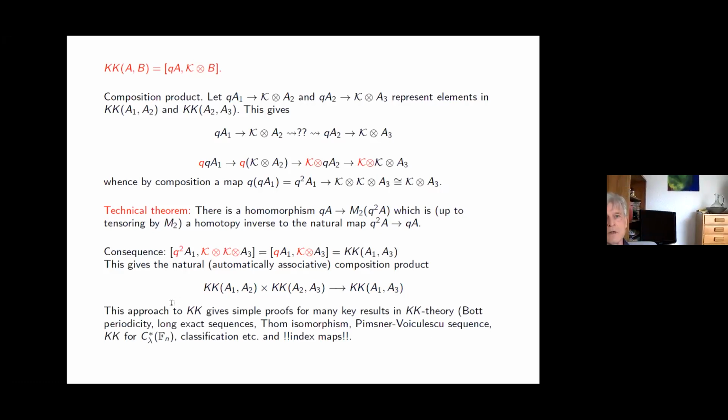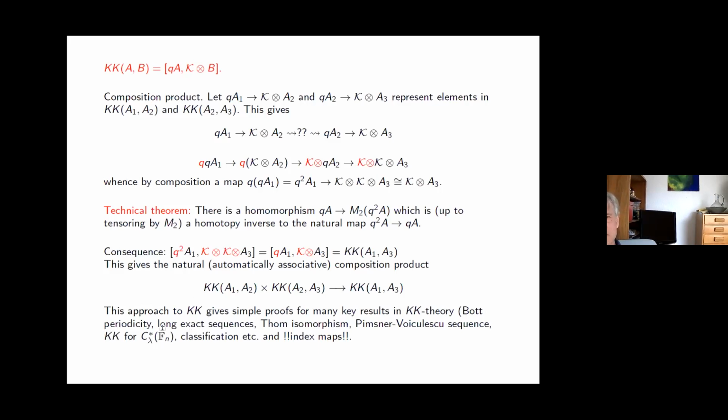And well, this approach, I mean, Kasparov's approach, of course, is very useful because it can be readily applied to many problems in index theory or things like the Baum-Connes conjecture and also the equivariant case. But this approach to KK also has its virtues, namely it simplifies quite a few of the arguments for many key results, like the basic results about KK theory can be proved quite easily in this approach.